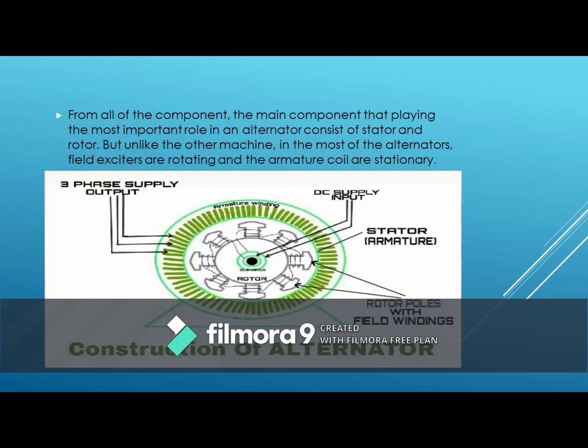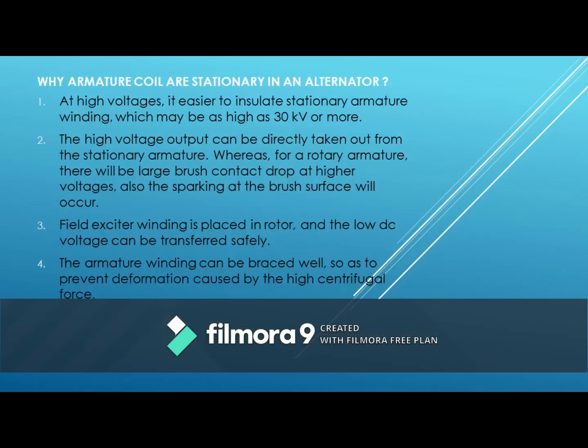My name is Azfar bin Fauzi and I will explain the principle of the components. Of all the components, the main ones playing the most important role in an alternator are the stator and rotor. But unlike other machines, in most alternators the field exciters are rotating and the armature coils are stationary. Why are the armature coils stationary in an alternator?